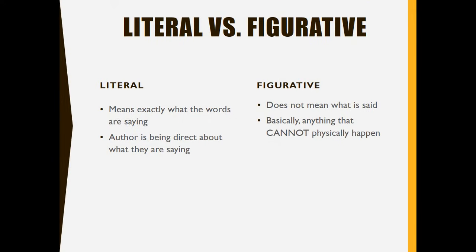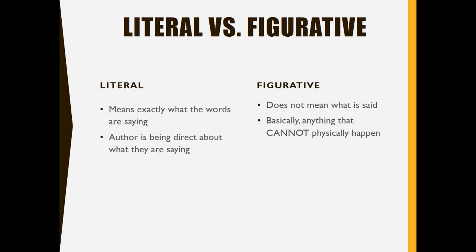We have literal and figurative language. Literal is this section. Literal overall means that whatever the words are trying to say is physically happening. It is literally happening. Figurative, this section, means that whatever the words are saying is not physically happening. It cannot be possible for that to happen, but the meaning it is trying to reflect is happening.